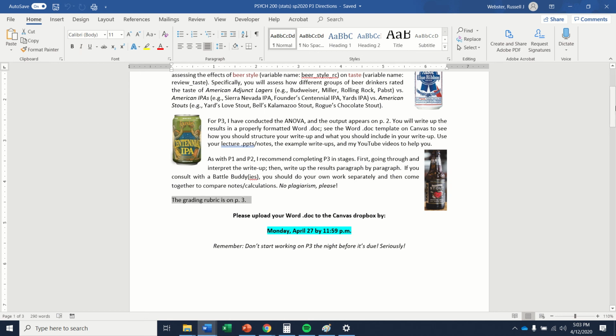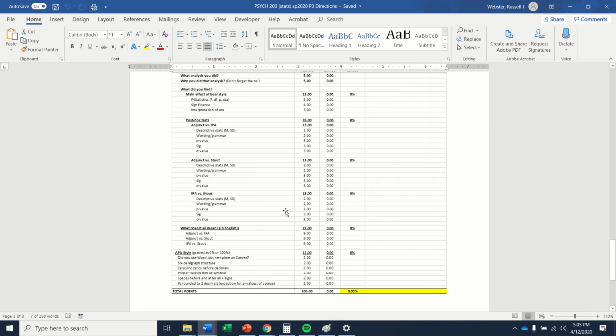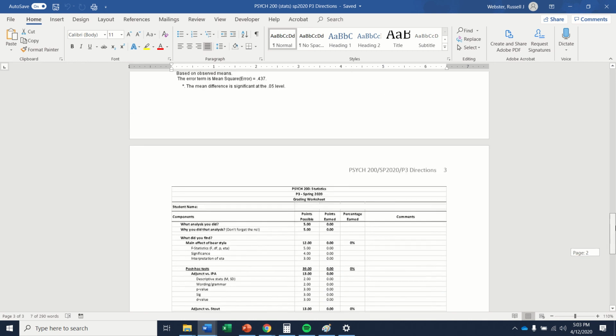And then the grading rubric is on page 3, if you want to see a very detailed rubric here. So, it's always a good idea. Go over the rubric. Make sure that you're not forgetting anything.